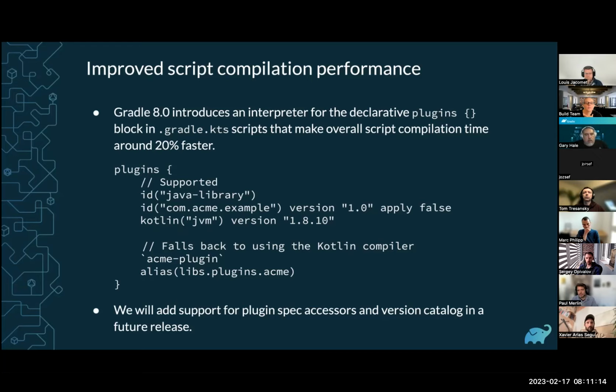And when the interpreter encounters either plugin spec accessors, like you can see here for the Acme plugin, or version catalog aliases, it will fall back to the Kotlin compiler. We will add support for this too in future Gradle releases, but what it means today is that if you use either plugin spec accessors or version catalogs, you won't get the performance improvements, but we'll get there.